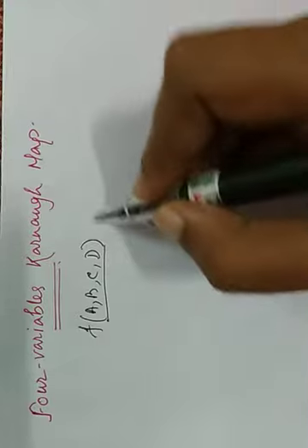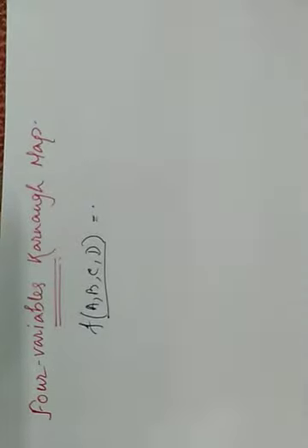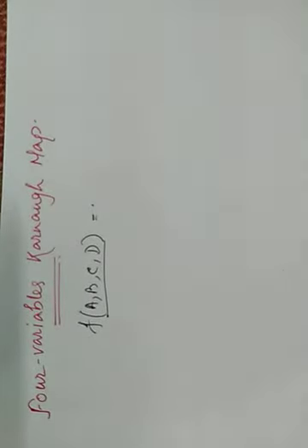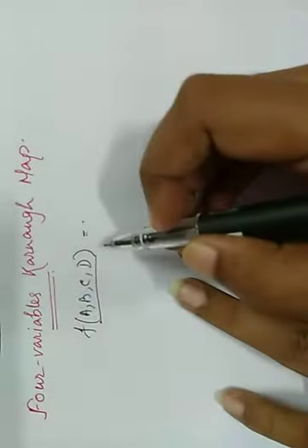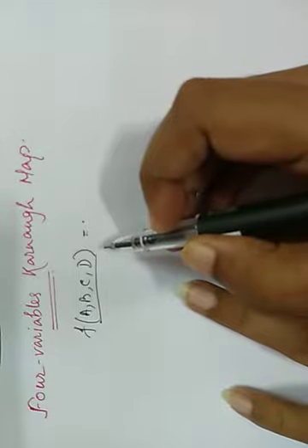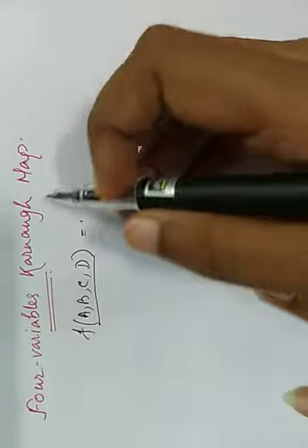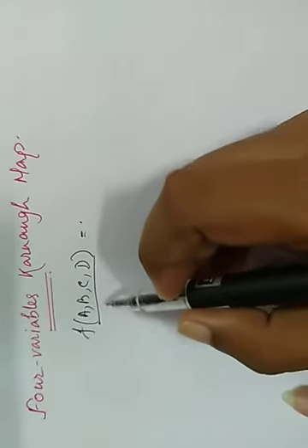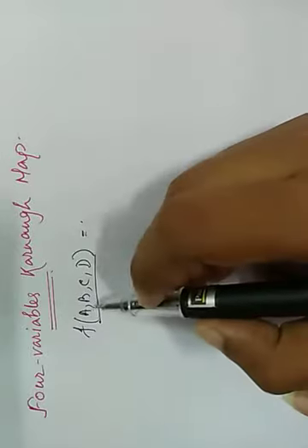So for 4 variables, what are the combinations of the truth table? We don't need to write out the truth table of 4 variables for the Karnaugh map. We can easily take the minterm expression from the Karnaugh map table. We don't need to remember the truth table. So let us see how we take it.